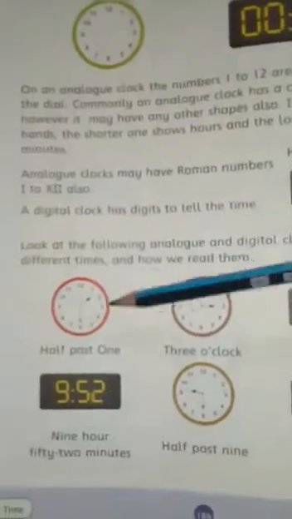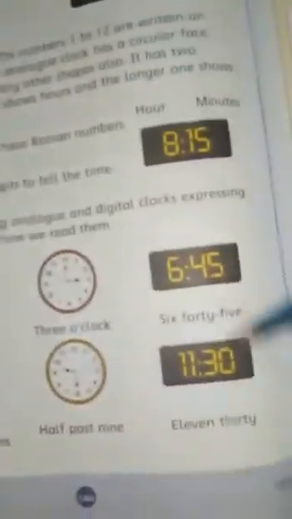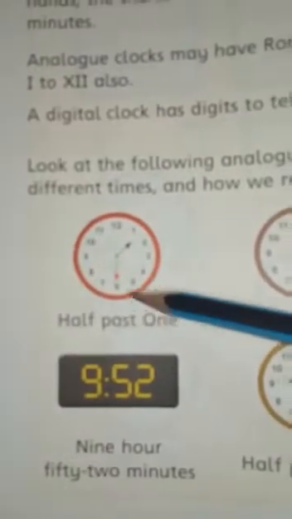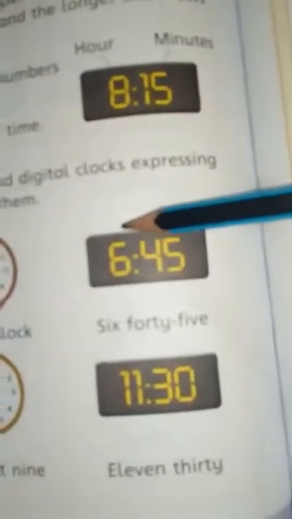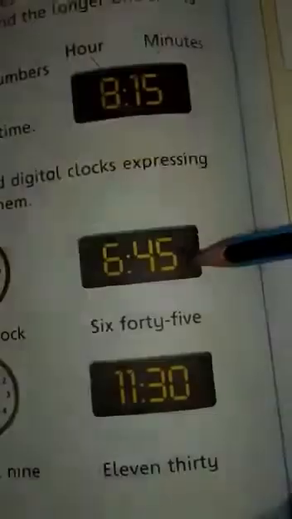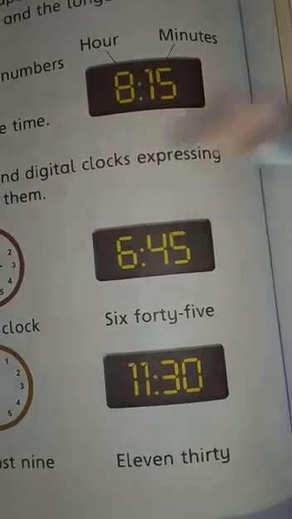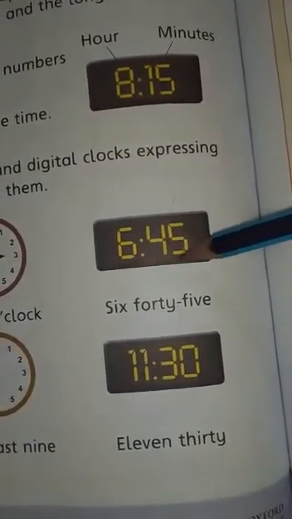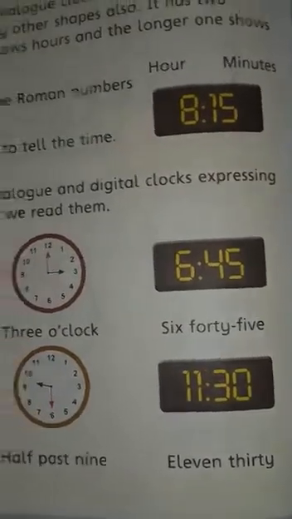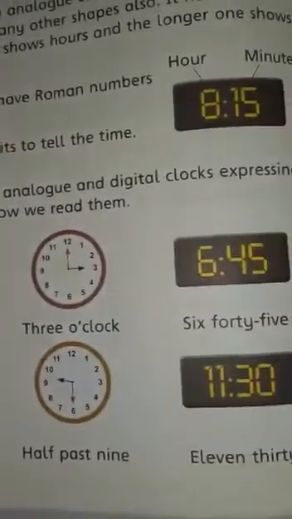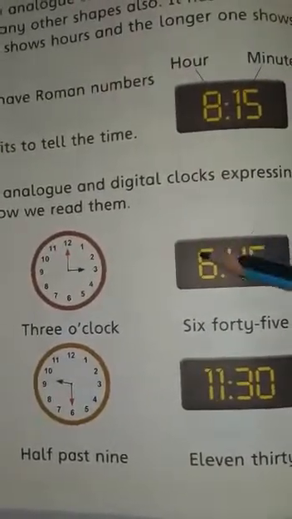Here are some examples of analog clock and digital clock. On the analog clock this is 2:30, and we will read it 2:30. On the digital clock, this is the right side and this is the left side. The right side is minutes and the left side is hours, and we call it 6:45. Not half past, not quarter, nothing else, we will only read it 6:45.